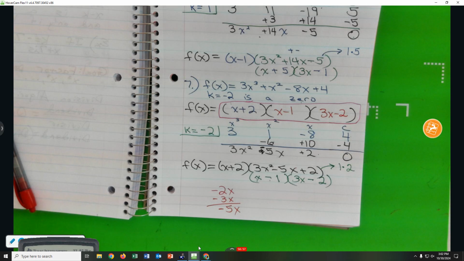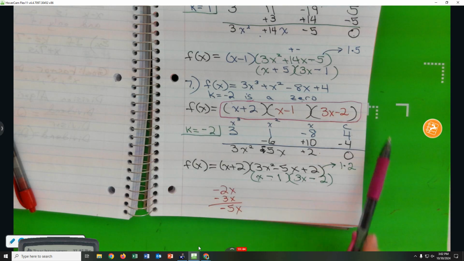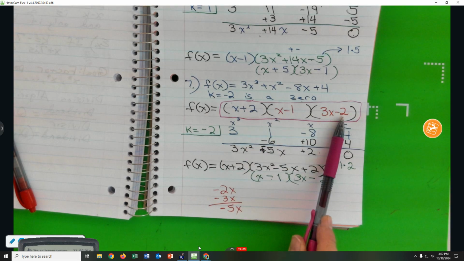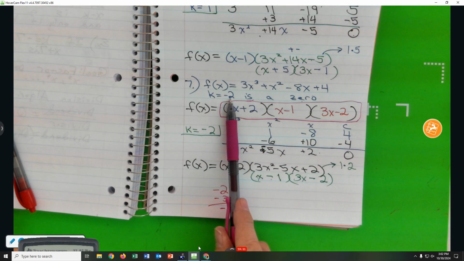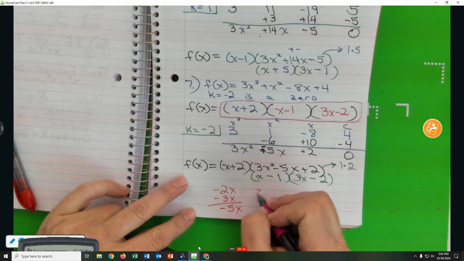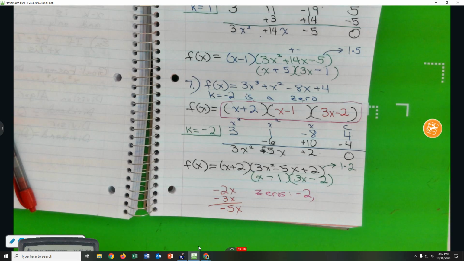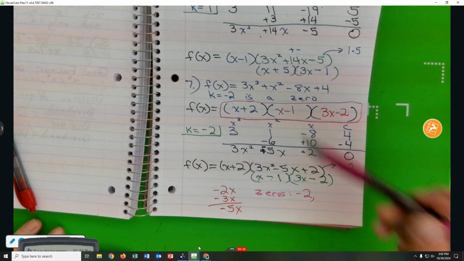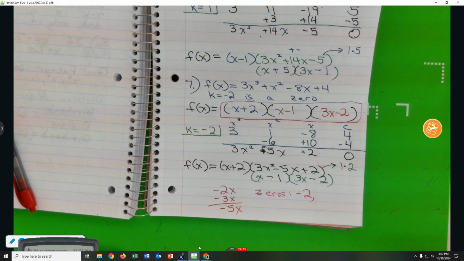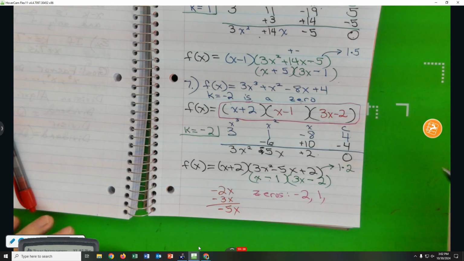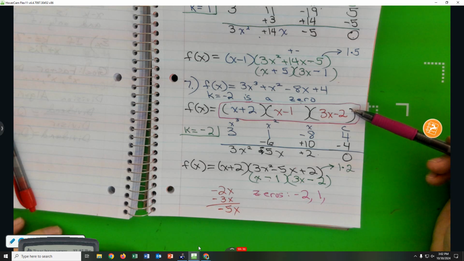Suppose the instructions, instead of telling us to factor the thing, told us to find the zeros. You would have still had to go through all of this, but now you go through setting each factor equal to 0. Even though they didn't ask us, we know negative 2 is a 0. Give me another 0. Give me a number we can plug in for x that would make all of that equal 0. Positive 1, and 2/3.